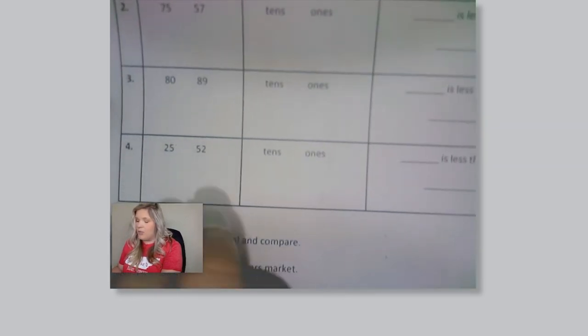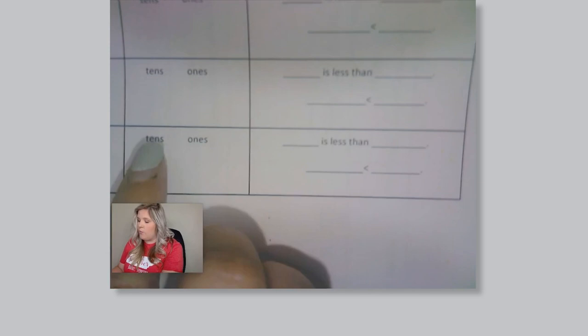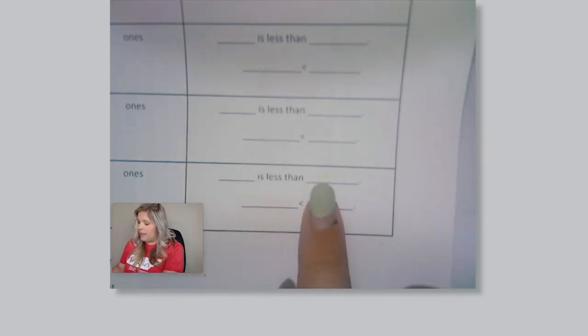Number 3, circle the number that is less. 80 or 89? Did the tens or the ones help you decide? Write the numbers to finish the number sentence. Number 4, circle the number that is less. 25, 52. Did the tens or the ones help you decide? Write the numbers to complete the number sentence. Blank is less than blank.